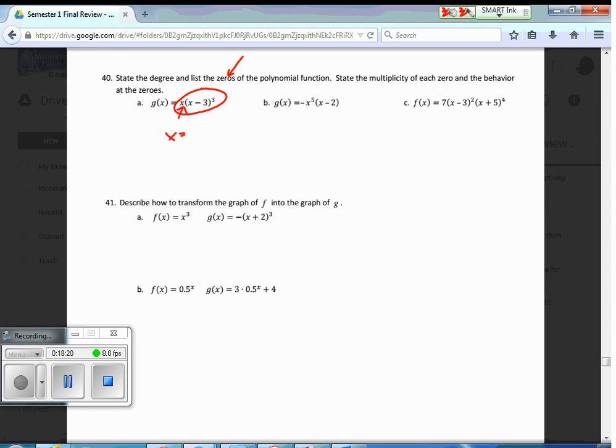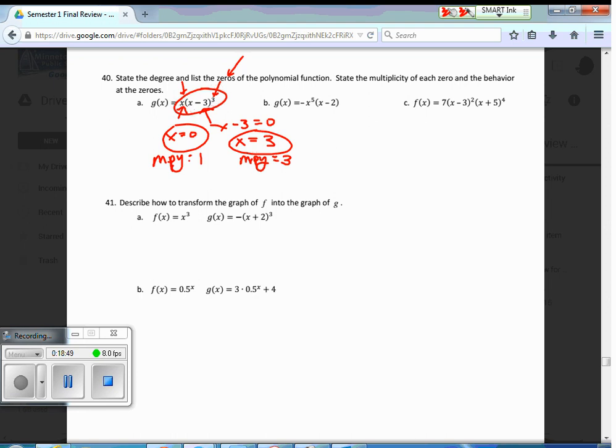The zeros, hopefully, are easy to find when it's factored, and this is. x equals 0 is a zero. And what makes the other factor 0? x minus 3 has to equal 0, so x must equal 3. There are my two zeros. State the multiplicity of each one. MPY is a good abbreviation for multiplicity. The multiplicity of this one, what degree is on it? 1. The multiplicity of this guy is 3, because the degree on it is a 3.